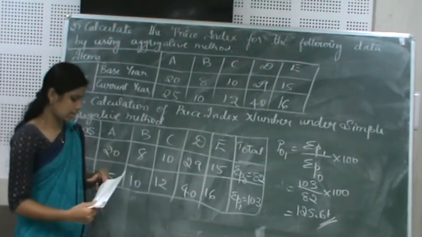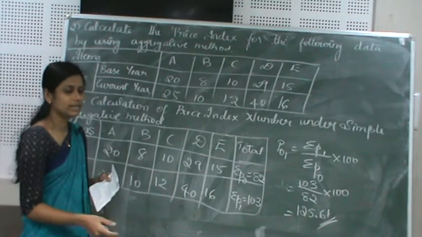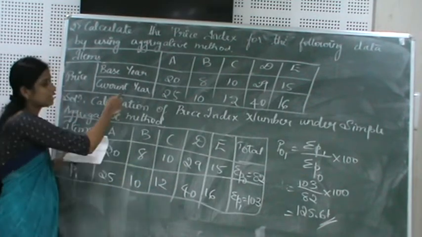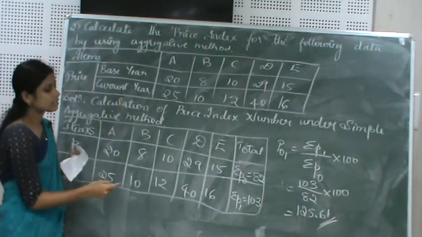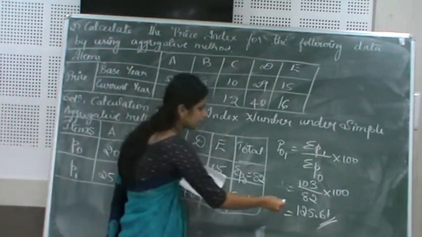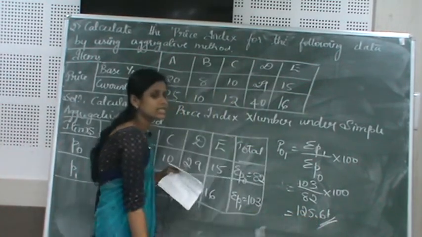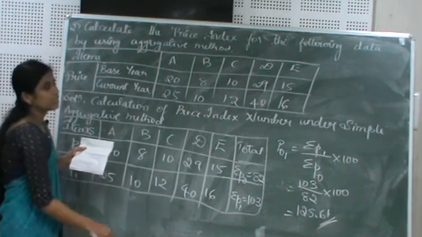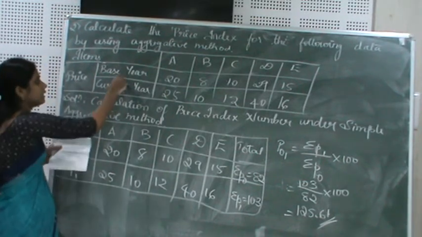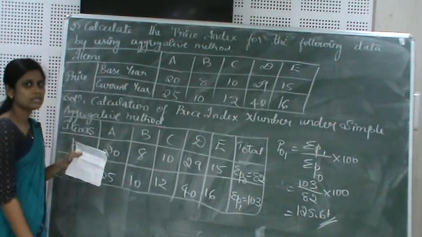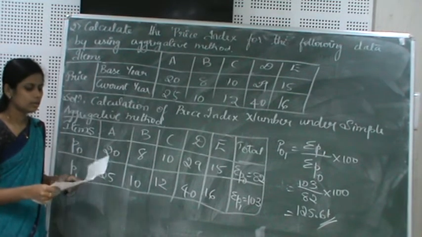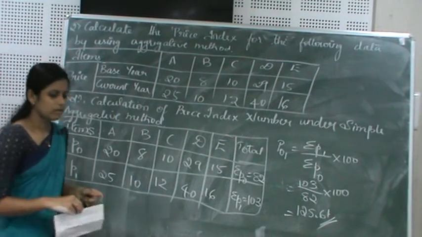But if you are asked to write the comment, then you can write it as: the prices in the current year have increased by 25.61% as compared to base year prices. So this is how you are going to solve the problems. Now we will solve one more problem.